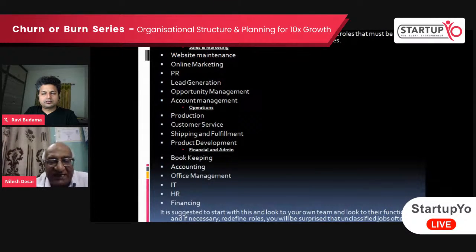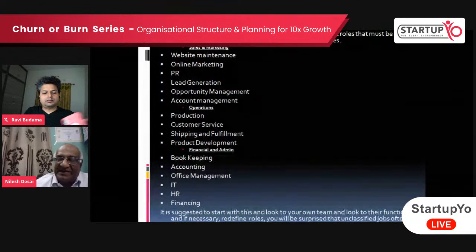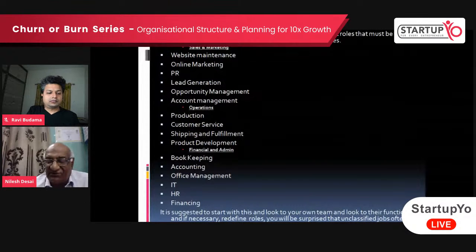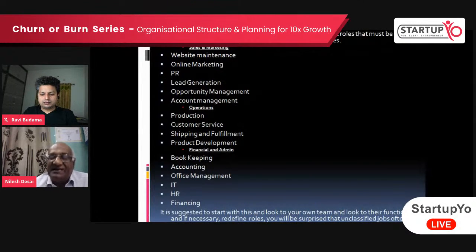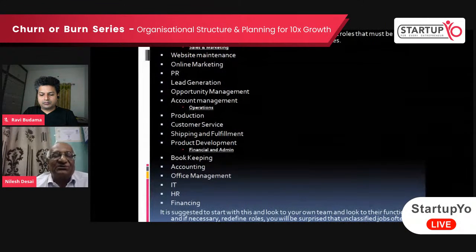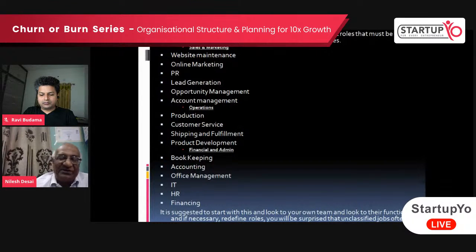It is suggested to start with this, look at your own team and their functions, and if necessary redefine roles. You will be surprised that unclassified jobs often fall through the cracks, leading to a last-minute panic. Suppose somebody says this function is not mine and that function is not mine, and you will find out at the last minute that the job has to be done. That is why what my friend was telling yesterday holds true, that the entrepreneur has to look into everything. But as you grow, you will have to define the responsibilities so that you can grow without much pain.